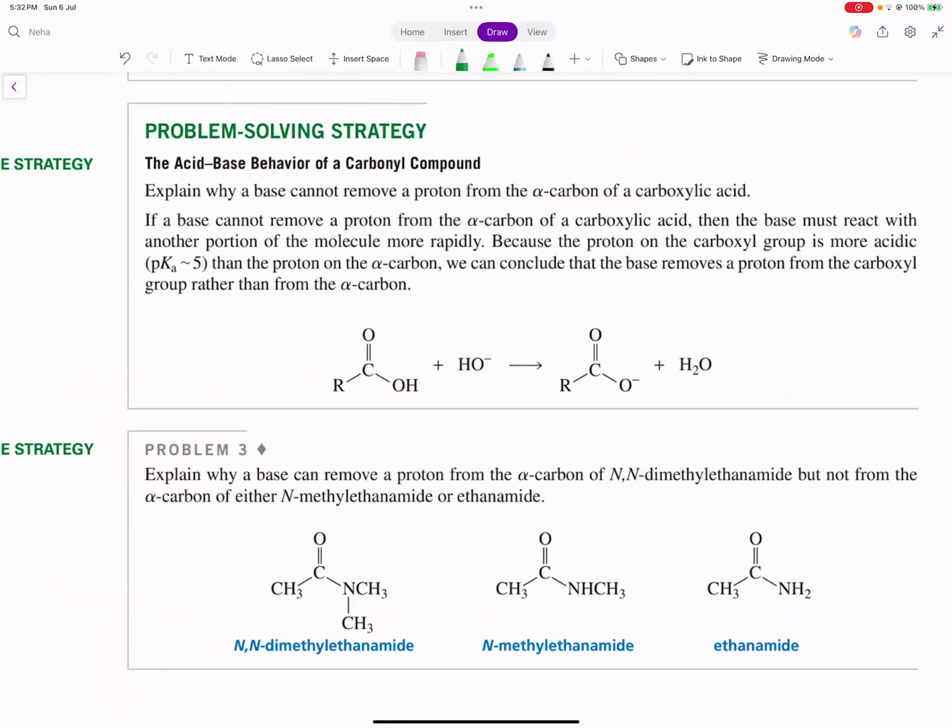Explain why a base cannot remove a proton from the alpha carbon of the carboxylic acid, because the base will remove the proton from here only, right? It won't go to the alpha carbon because this is much more acidic, right?